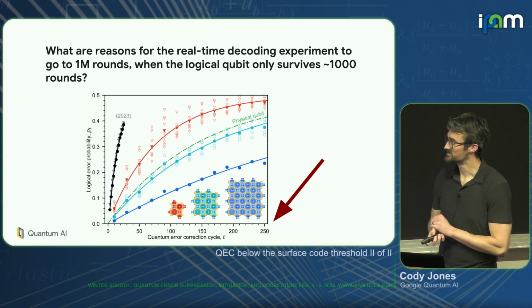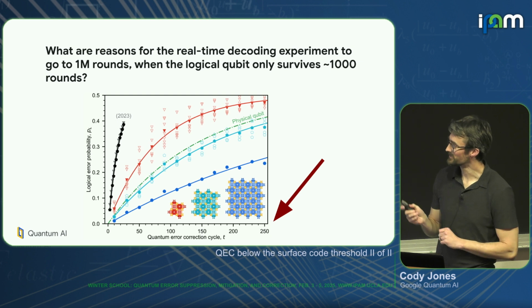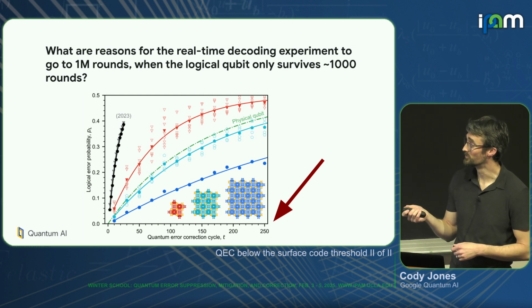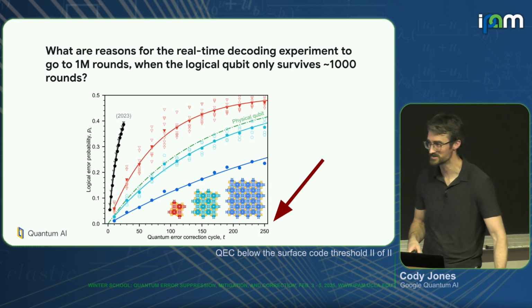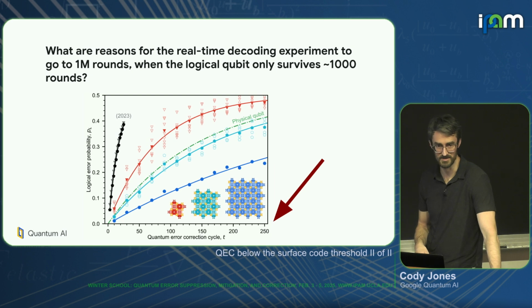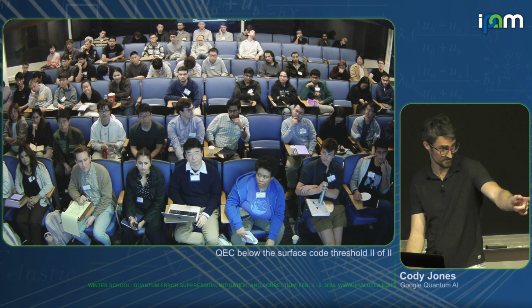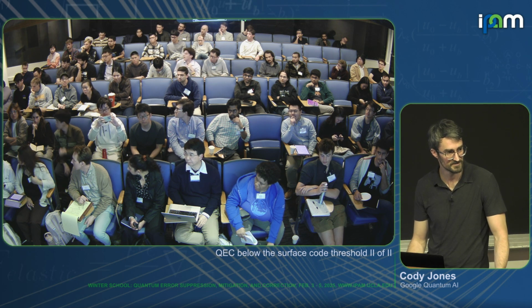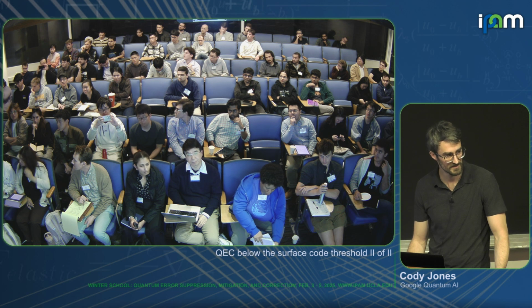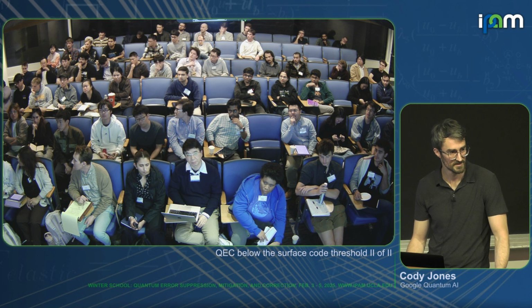Okay, what are the reasons for the real-time decoding experiment? This is a fun one. What are the reasons for the real-time decoding experiment to go to 1 million rounds when the logical qubit only survives for maybe 1,000 rounds? So there's an arrow pointing to the limit of this plot, which was 250 cycles. So why did we go out to 1 million cycles, even though the logical qubit is no longer holding useful information? Yes. The clock time, the wall time of the errors might not be large enough to see the scaling at long cycles.